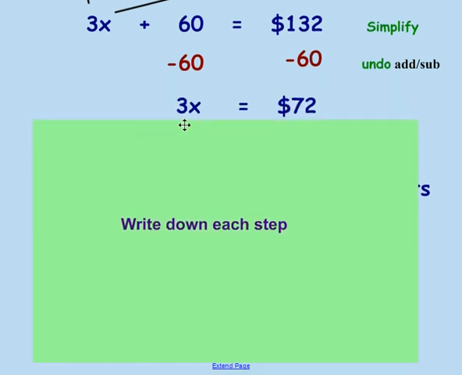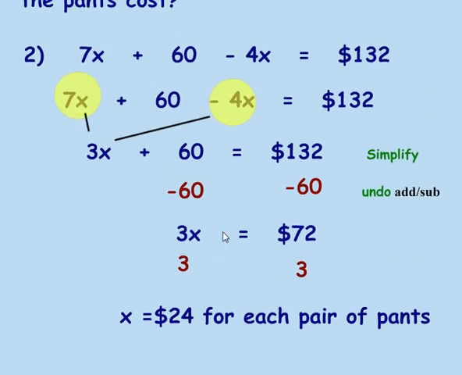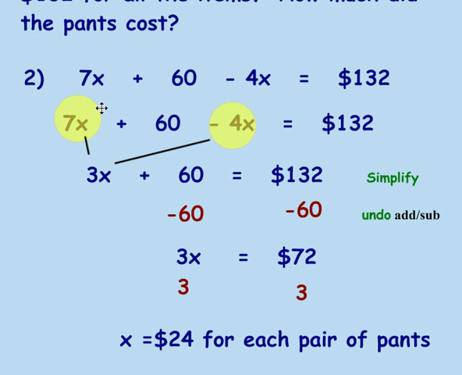You're going to realize that the pants altogether cost you $72. Since this is multiplication, all you got to do is divide. You're going to find out that's $24 for a pair of pants. So going back into this one, you can go 7 times 24, add 60 to it, then multiply 24 by 4, subtract that from that total you just had, and it should come out to $132.